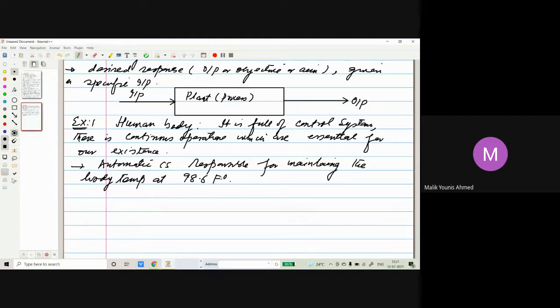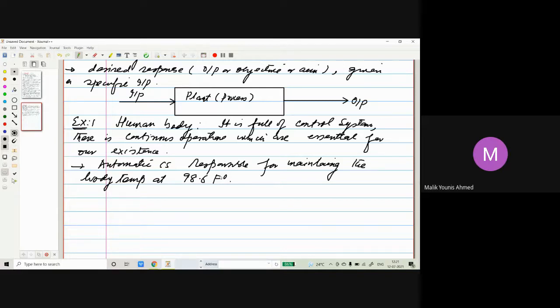Involuntary is that which is beyond the control of our will. We can't do anything. So that's a natural control system, and only the intervention of God is there. Human intervention cannot do anything. You can take medicines, but when it derails from the reading of 98.6, it can be higher or lower due to some infections or other problems. Fever is an indication of a certain infection, and that's beyond our control.